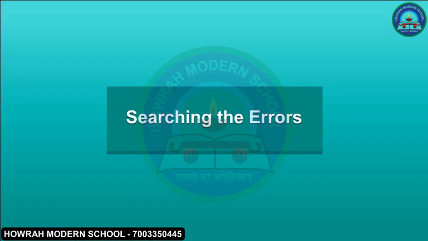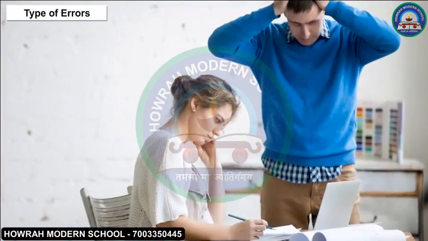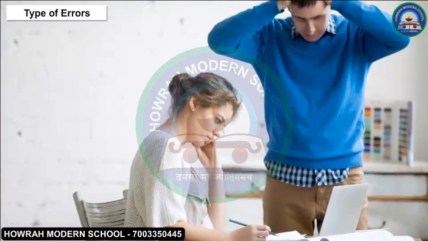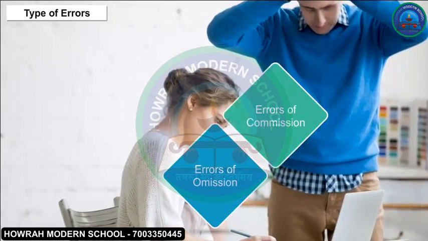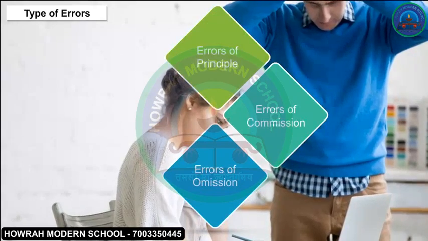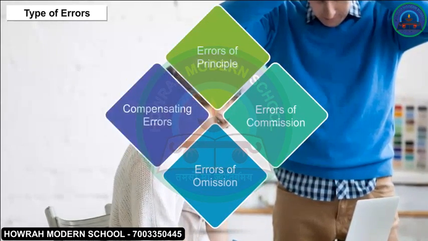Searching the errors. Types of errors. 4 types of errors are listed below. Errors of omission, errors of commission, errors of principle, compensating errors.